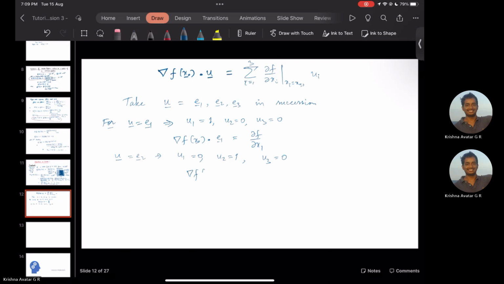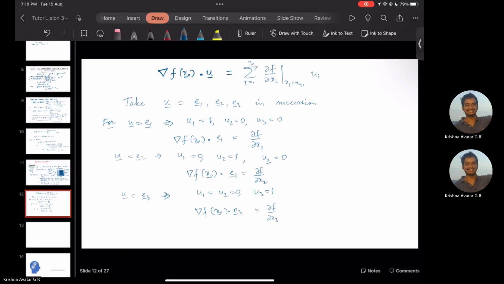So in this case, the third one is e3. Then this means that u1 is equal to u2 is equal to 0, and u3 is equal to 1. So we'll have the third component. I hope you are understanding. You have figured out what I'm trying to convey here.